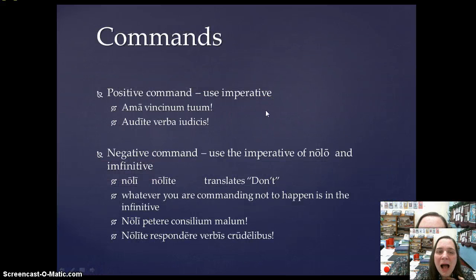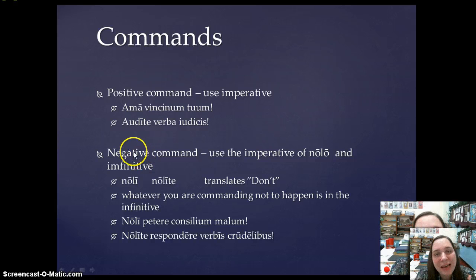All right, so how to use the imperative. Now that you know how to form it, how do you use it? If you want to give a positive command, meaning that you want to tell someone to do something, you use the imperative. So I'm commanding here, ama, one person, ama proximum tuum. Love your neighbor, okay? In the second sentence, audite, I'm commanding more than one person to hear. So hear the verba iudicis, the words of the judge, okay?